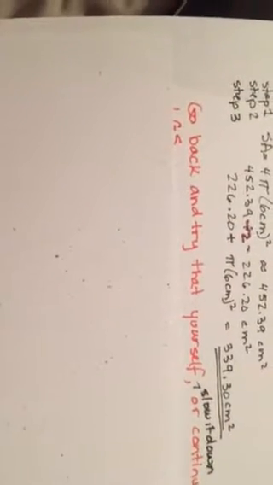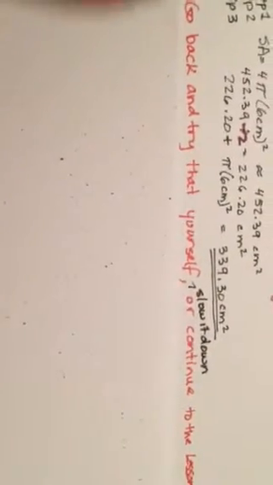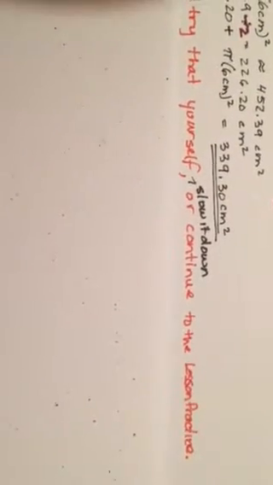At this point, go back and try that yourself. Slow it down. I took a great deal of time, maybe even an hour, preparing the lesson ahead of time. So if you don't get something right away, please stop, slow it down, review, go back. Or you can continue on to your lesson practice. And let's get started.